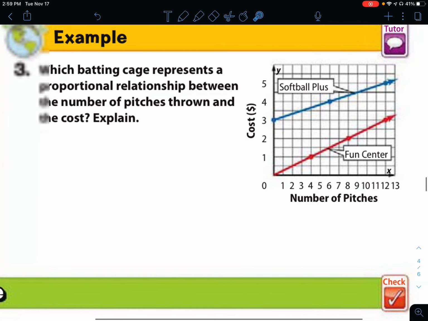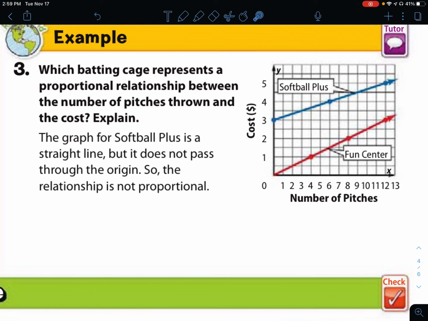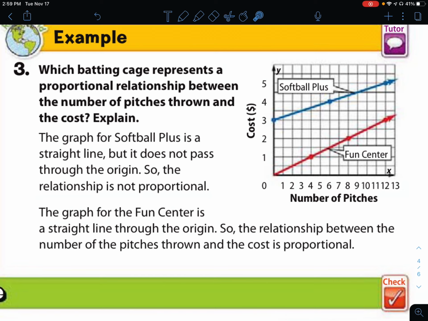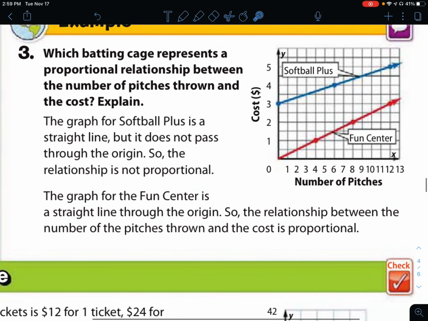Okay. So if you notice, this is Softball Plus. It is a straight line, but it does not go through the origin. Fun Center, on the other hand, is also a straight line, but goes through the origin. So in this case, the graph for Softball Plus is a straight line, but does not pass through the origin. So the relationship for Softball Plus is not proportional. On the other hand, if you look at the Fun Center, it is a straight line that goes through the origin. So the relationship between the number of pitches thrown and the cost is proportional.